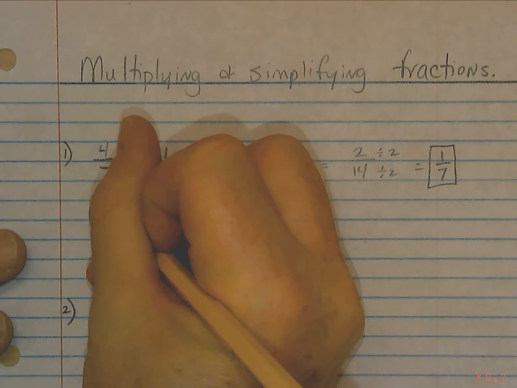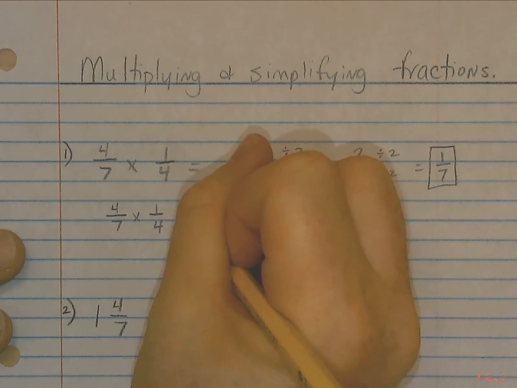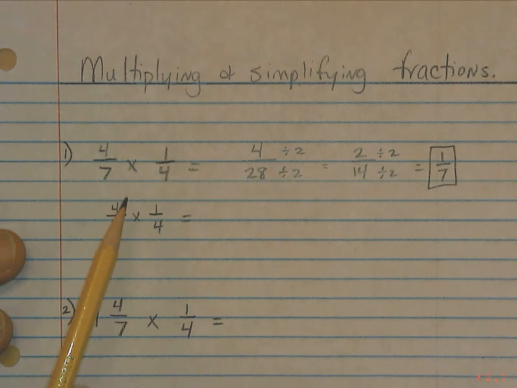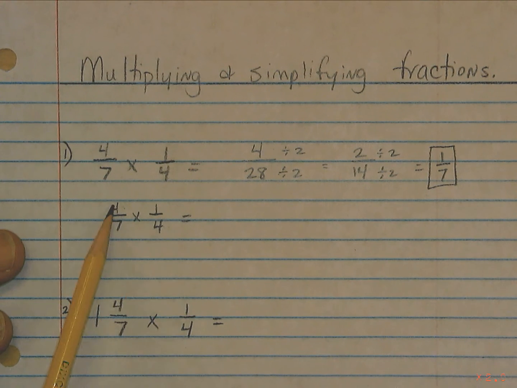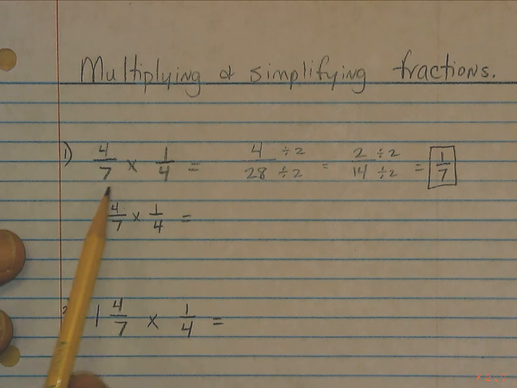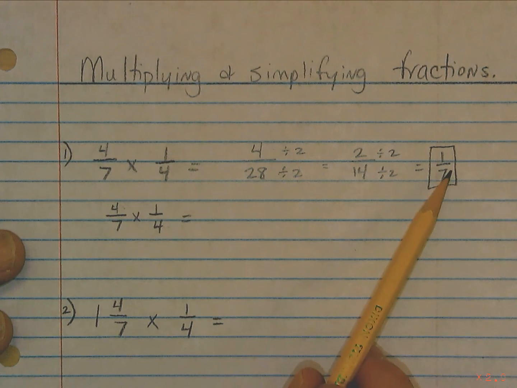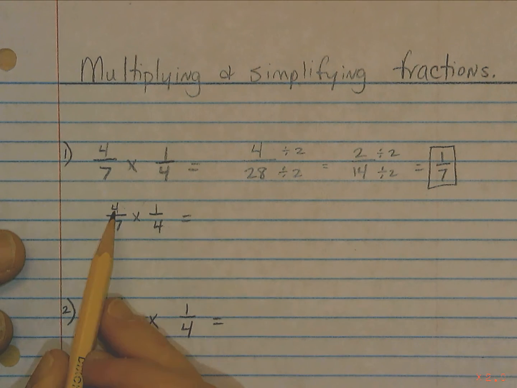Another school of thought is to simplify beforehand. So if you notice something between these two 4s, both 4s have something in common. Obviously, they're both factors of 4. You can divide this by 4, and you can divide this by 4. Instead of multiplying by 4 now, because we got to divide it out later, go ahead and just divide it out now.